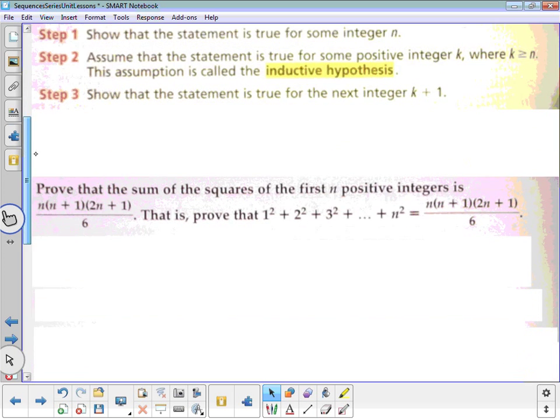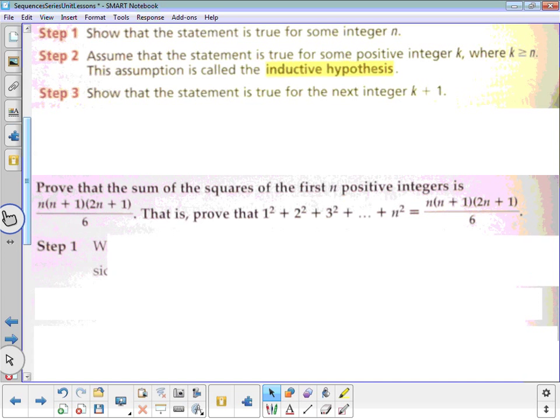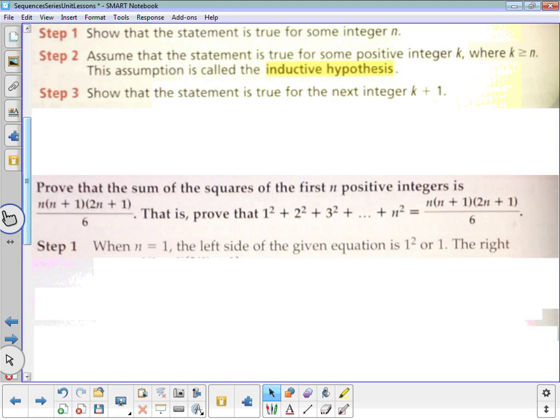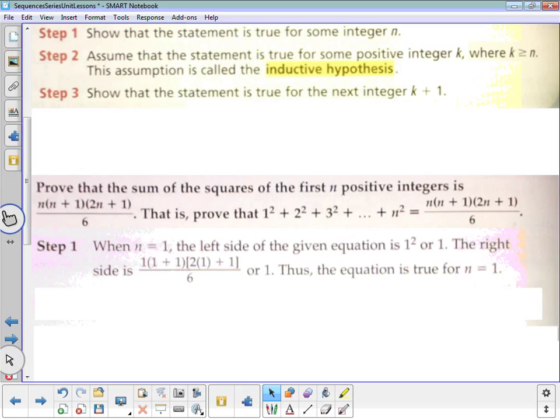So I'm going to go through these 3 steps. So step 1, I need to show that this happens to be true when I have a 1. So when n is 1, I get 1 times 1 plus 1 times 2 times 1 plus 1, all divided by 6. If I do that, I get 1. The sum, if n is 1, I get 1, because 1 squared equals 1. That is true. So step 1's okay.